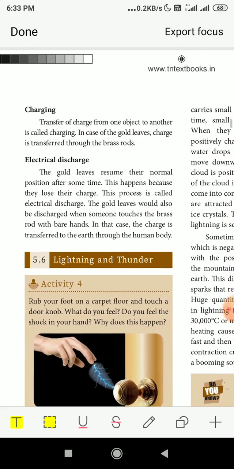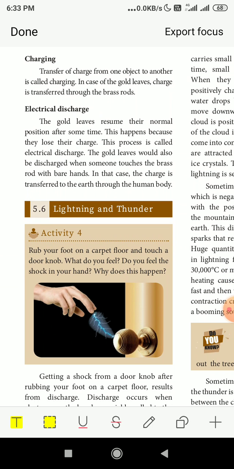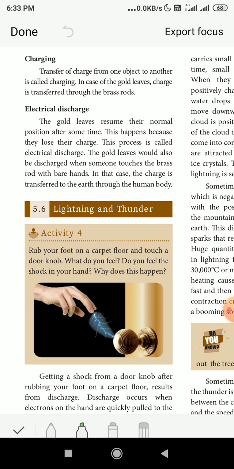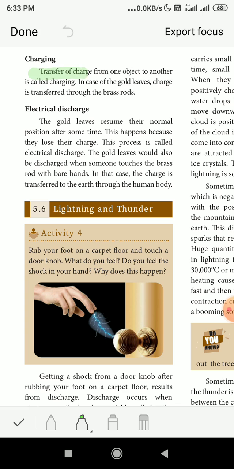Charging: transfer of charge from one object to another is called charging. So you know nowadays what charging is, isn't it? When we put the mobile phones on charge. So transfer of charge from an object to another is called charging. In the case of gold leaves, charge is transferred from the knob through the brass rod, and it will reach the two leaves.